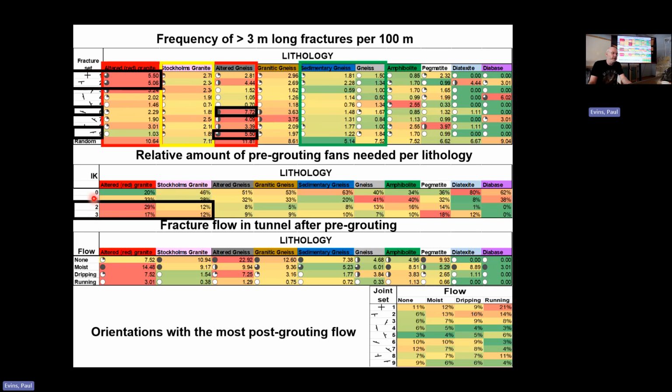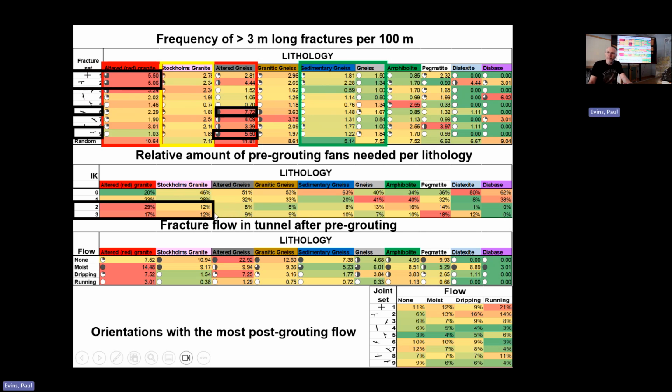It's not one hole only, but the amount of sets of holes. So this is going down in more grouting, more cement needed to inject, harder to seal it. And what you see quickly here is that the altered granite and the Stockholm granite require much more grouting than the sedimentary gneiss and gneisses. It makes sense that the altered rocks should require more grouting because you get weakness zones in them. They're more broken apart. But in fact, the altered gneiss doesn't really need that much, which is an interesting thing as well.